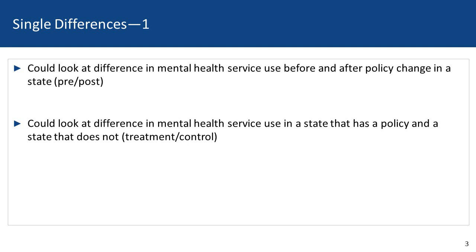So in theory, we could just look at a single difference in change in outcome. So for example, we could look within one state at the effect of policy on mental health service use by comparing service use before and after policy implementation. Or we could look at a state that has a policy and compare mental health service use in that state to service use in a state that doesn't have this policy. However, these single differences ignore important confounders of the true policy effect.